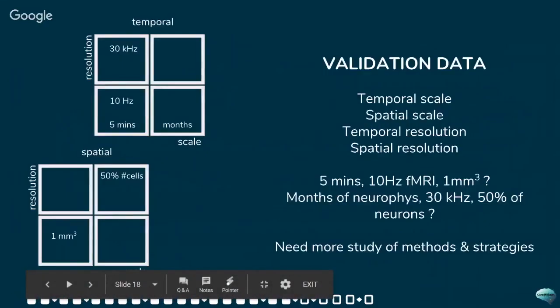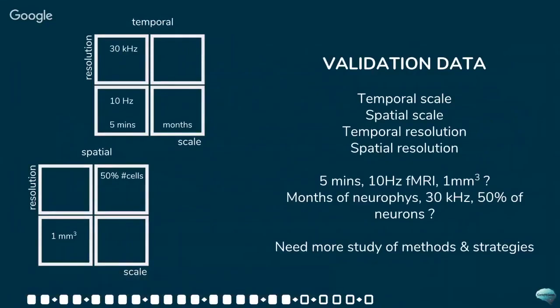So there's no doubt in my mind that we do need to care about validation data. The question that remains is, of course, what that data needs to be. At what temporal and spatial scale, and at what temporal and spatial resolution, do we need to obtain activity data? At one extreme, are we talking about 5 minutes of data from an fMRI with 1 cubic millimeter resolution? At the other, are we talking about months of neurophysiology recordings, sampling at 30 kilohertz, and listening to 50% of all the neurons? We certainly shouldn't be hasty or flippant in trying to answer that question.